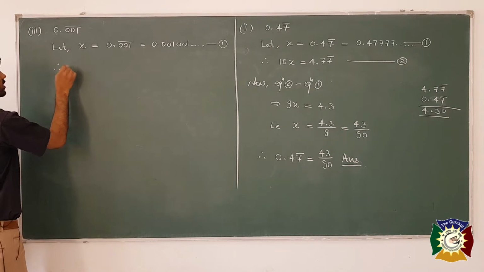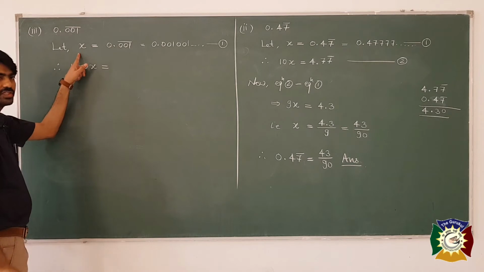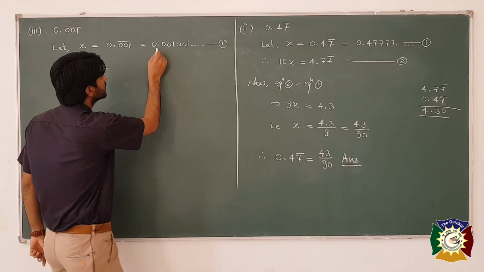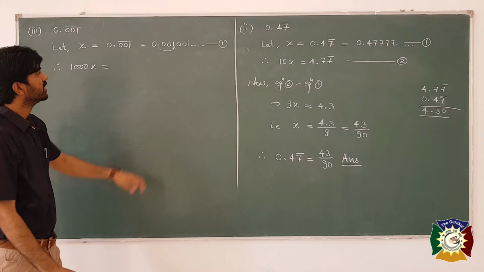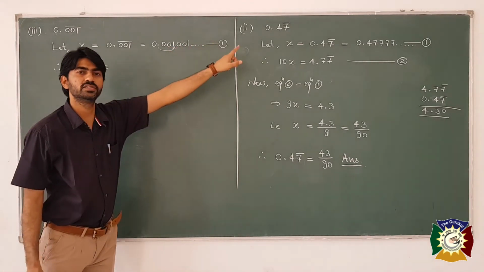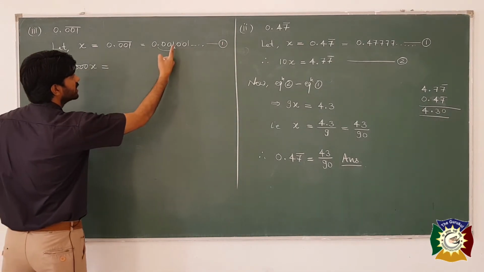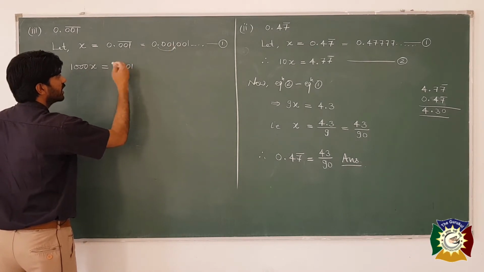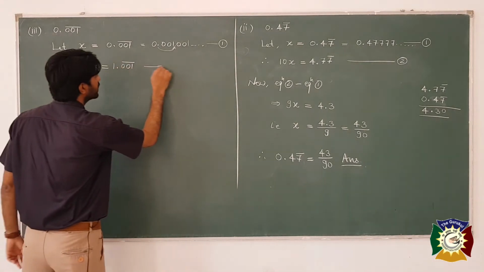Therefore 1000x will be, multiply by 1000 here, multiply by 1000 here. This decimal will go at this place. This decimal will come at this place here. Okay. So it will become 1.001001001001 and so on. So after multiplying by 1000 we get 1.001 and again 001. So bar on all three. This is equation number 2.